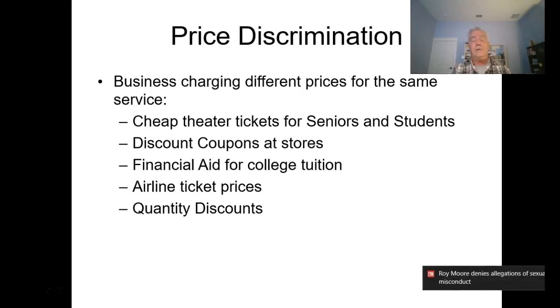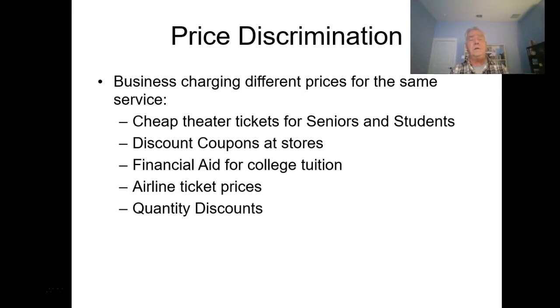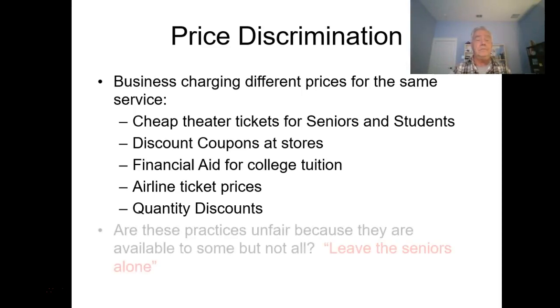Also, quantity discounts are another example of how businesses charge different prices for the same thing. This is the old story we talked about before in the grocery store, where if you buy one, you get one free, or the second one you buy is half price. So those are quantity discounts. Those are all a form of price discrimination. Don't know how you feel about that, but whatever you do, leave the senior discounts alone. They're pretty good. I like those.